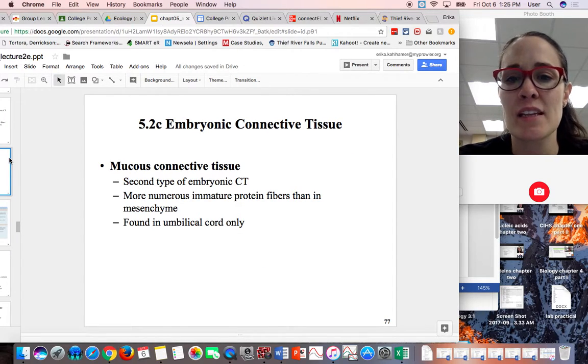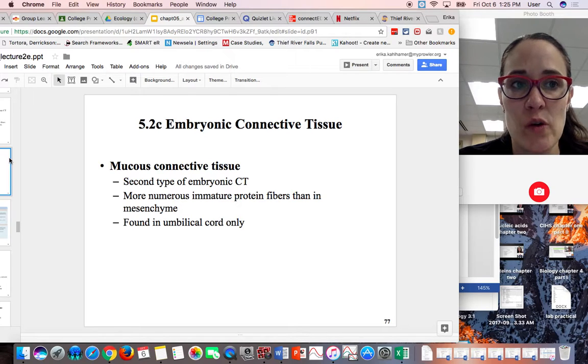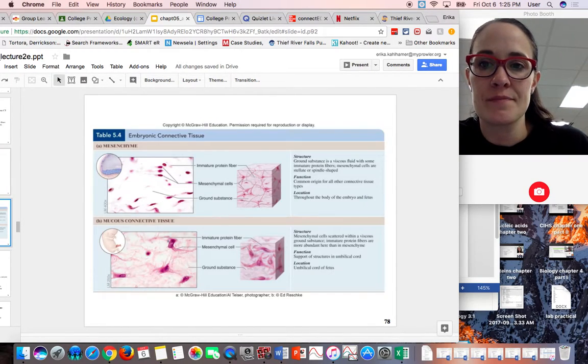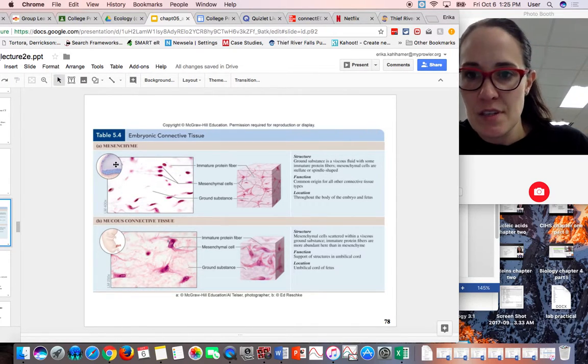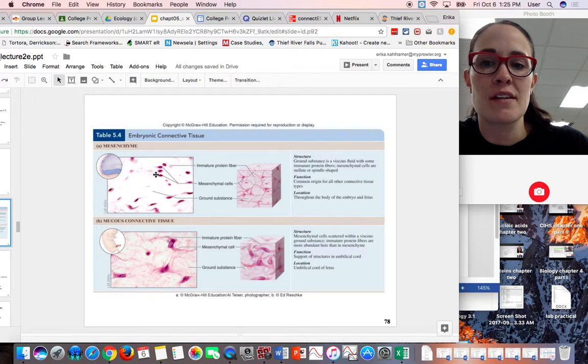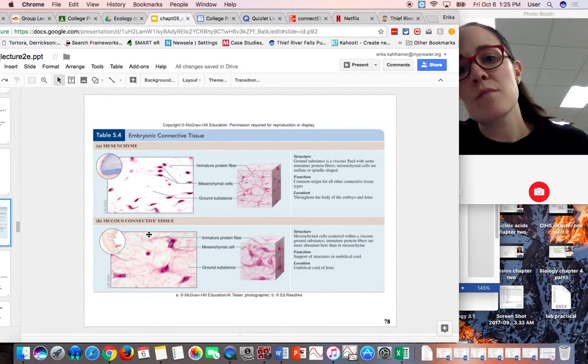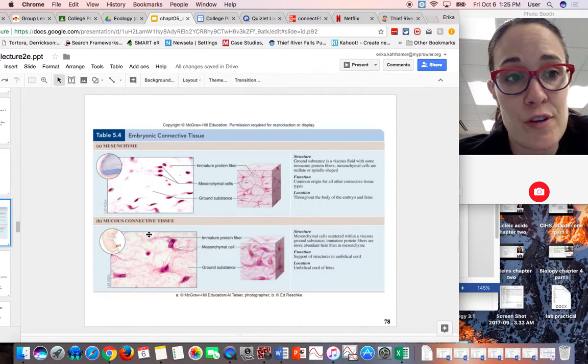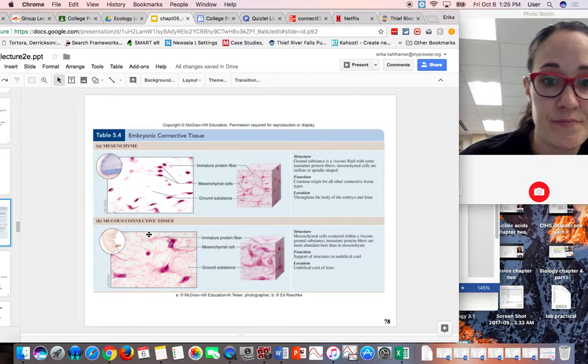The second type is only in the umbilical cord, and it's very cool looking, jelly-like. It has more protein fibers. This is what it looks like. So mesenchyme is in the embryonic skeleton. Mucous connective tissue is in the umbilical cord. The mucous connective tissue can often be saved for future stem cells.